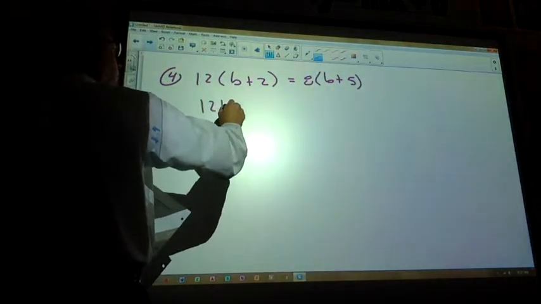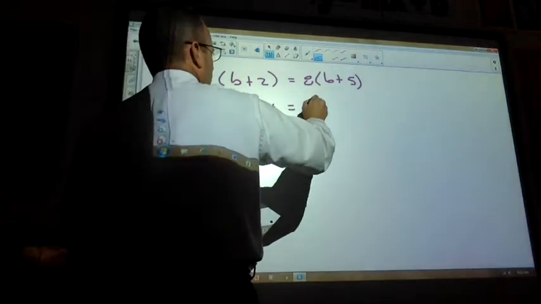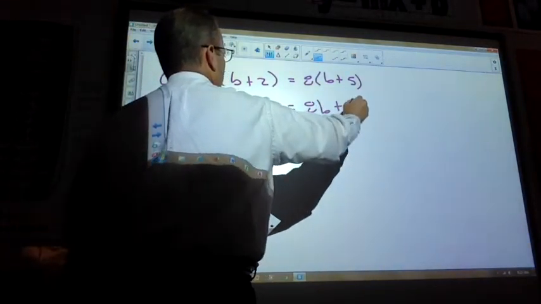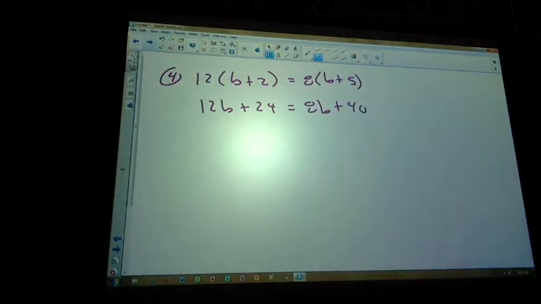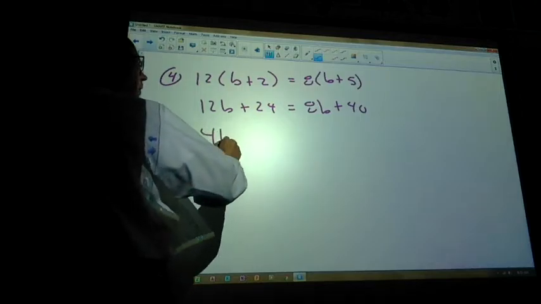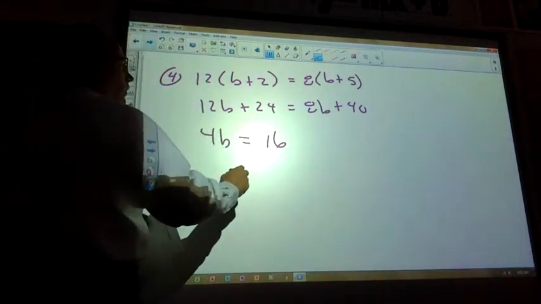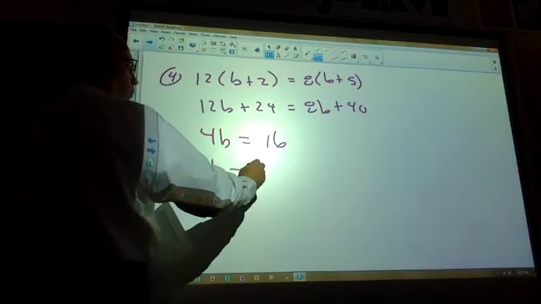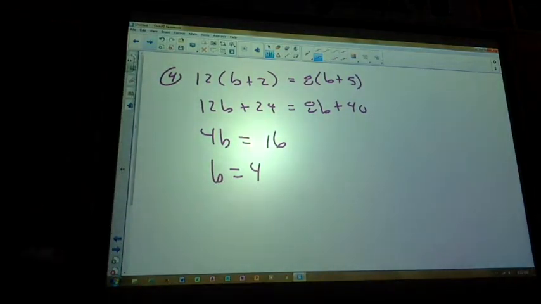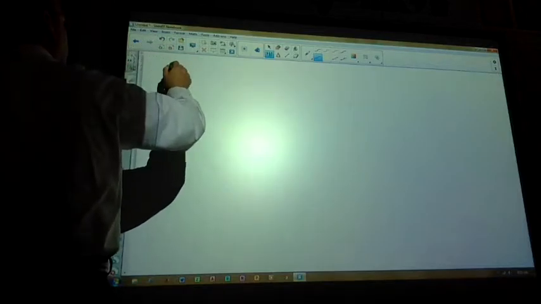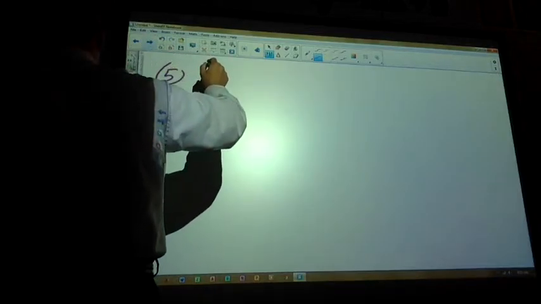All right. 12b plus 24 equals 8b plus 40. Let's subtract the 8b, so I get 4b over here. Let's subtract the 24, so I get 16 over here. So b is equal to 4. Is that okay? Can we do number 5? Sure. We good on 4? Yes. Number 5.